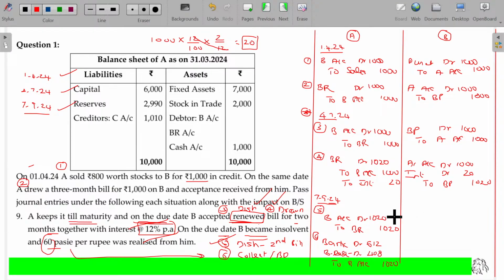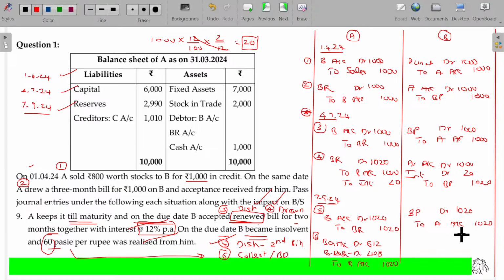And the fifth transaction is all about the second one also got dishonored. As the second bill also got dishonored, bills payable account debit 1020 reversed. While reversing, I had to pay the amount to A account being 1020 along with the interest. Okay, you don't reverse this. Interest is already included. So now you have to pay 1020 to A account.